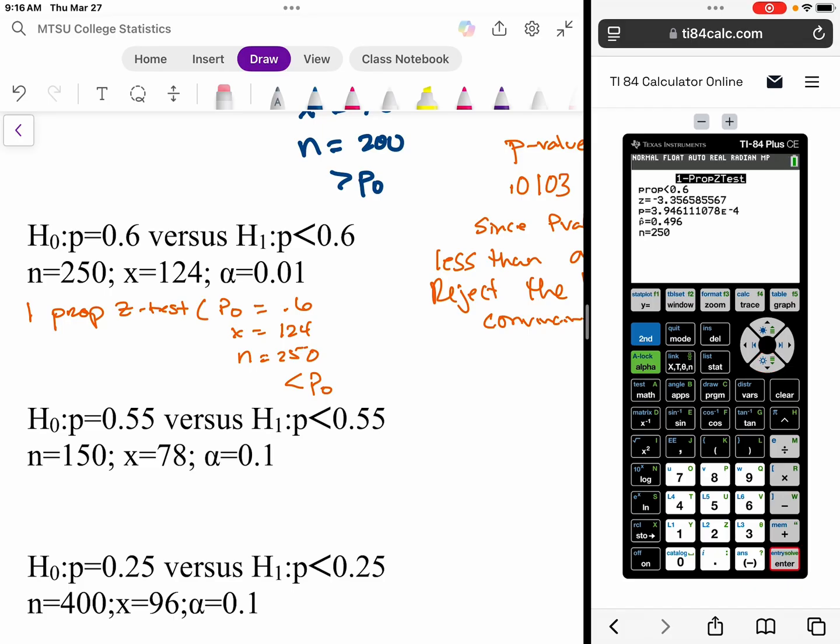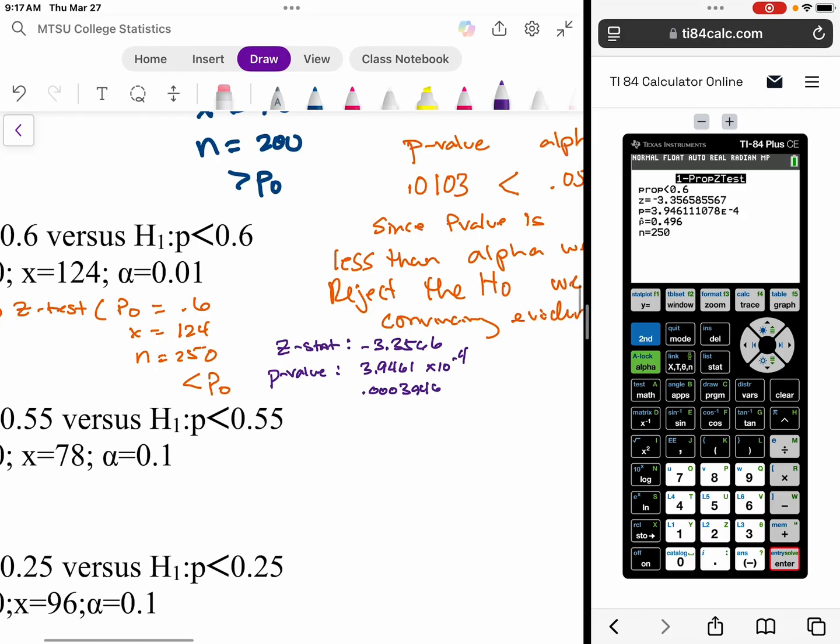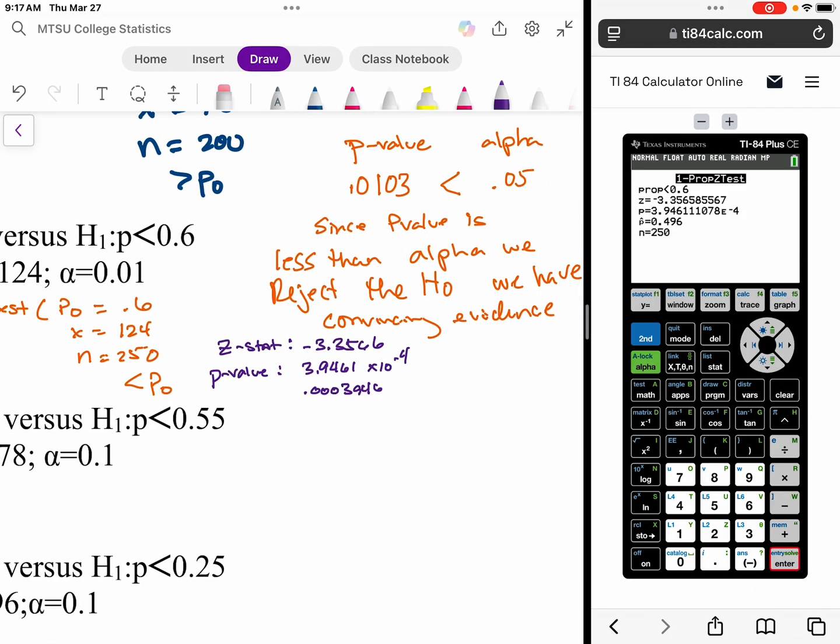And here I find out, again, I would always write down, okay, what is the Z statistic? The Z statistic is negative 3.3566, and the P value is 3.9461, but it has an E. That means times 10 to the negative 4 power. So that's actually 0.00039461. And that's what I got to compare to 1%. I have to compare that to 0.01.